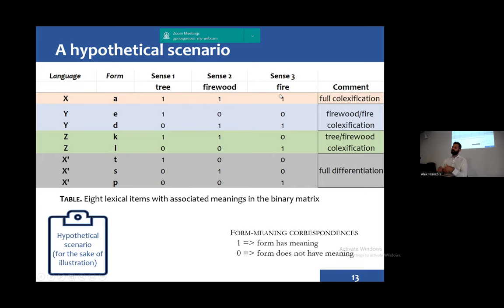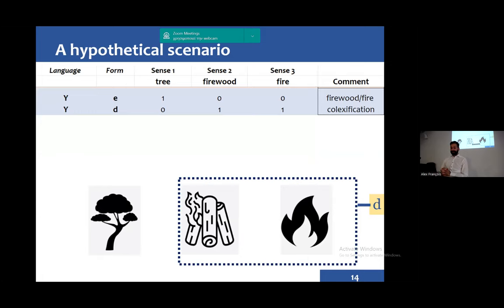So we're talking here about full colexification, and now I'm using again the term by Schapper and her colleagues. And in the second language, Y, the form E expresses only tree, as you may see from the one. Firewood and fire are expressed through Do, and so on. And you see also the full differentiation pattern in the language W, where each form expresses just one meaning.